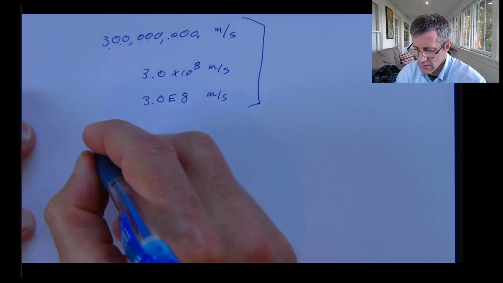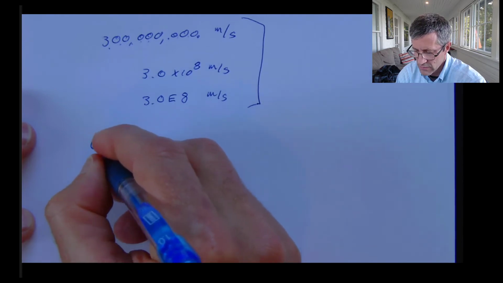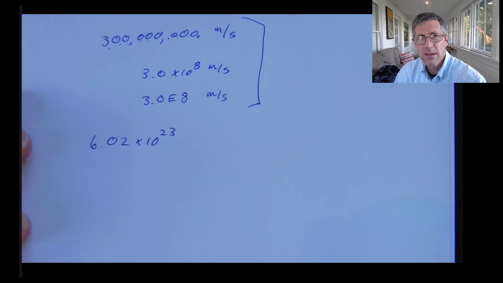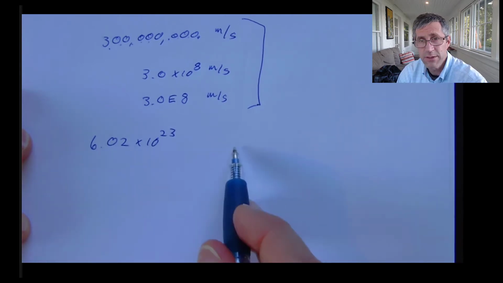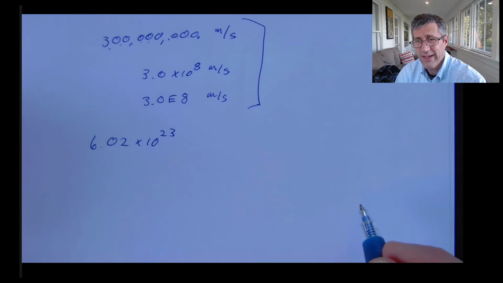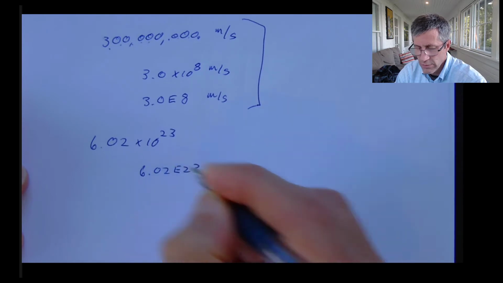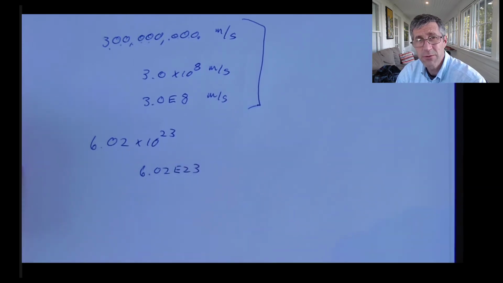So Avogadro's number, 6.02 times 10 to the 23. This is a mole, a common value that we'll use in chemistry in a little bit. There is no way you're going to want to write out 23 zeros behind that. That is just way too painful. So we'll be able to use this. I could write this as 6.02 E23 in my calculator, and that will be the same thing. This is a really convenient way to express a really large number.